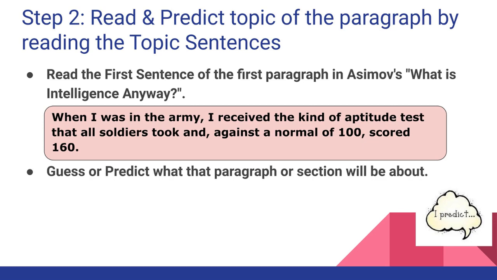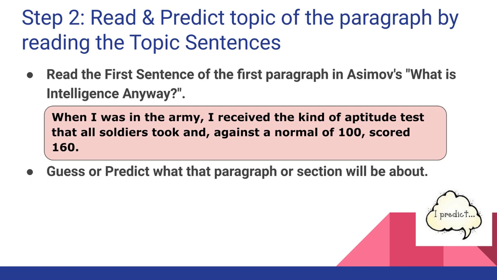So, what you want to do is read the first sentence of the first paragraph in Asimov's "What is Intelligence Anyway?" The first sentence of the first paragraph is: "When I was in the Army, I received the kind of aptitude test that all soldiers took and, against a normal of 100, scored 160." You can take the option to press pause in this video right now if you would like to guess or predict what this paragraph or section will be about. If you don't, that's fine. We'll just keep going.